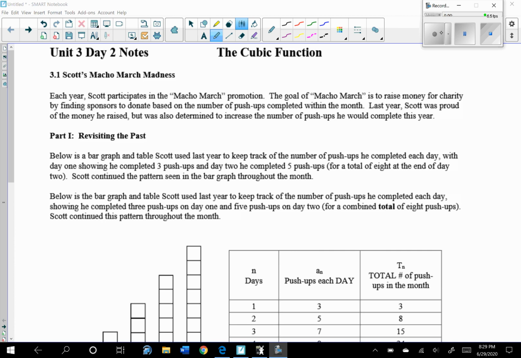Below is a bar graph and a table Scott used last year to keep track of the number of push-ups he completed each day, with day one showing he completed 3 push-ups, day 2 he completed 5 push-ups for a total of 8 at the end of day 2. Scott continued the pattern seen in the bar graph throughout the next month.